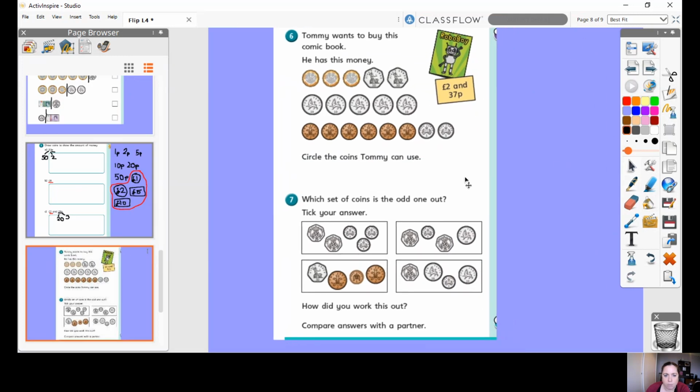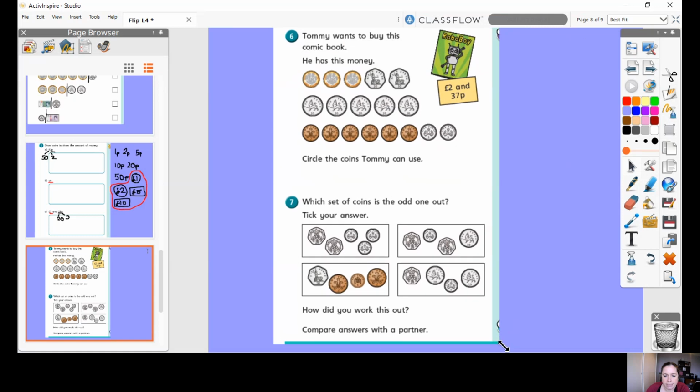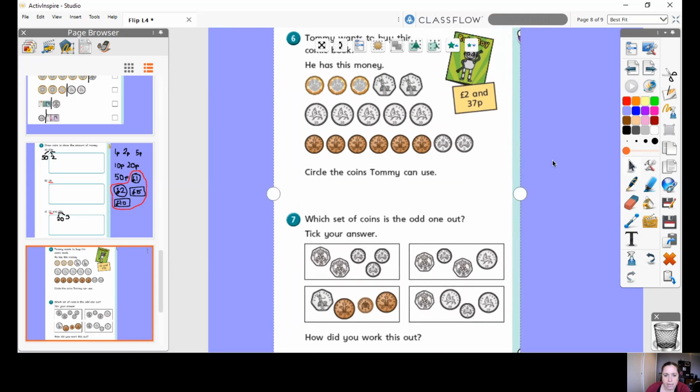Okay, Tommy, he wants to buy this book. And this is the money that he has. He's put it all out in nice little rows, look. Circle the coin Tommy can use. So he wants to buy this book, Roboboy, for £2 and 37 pence.